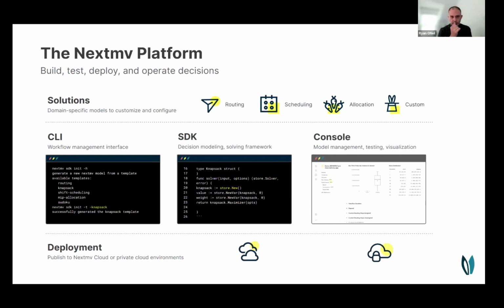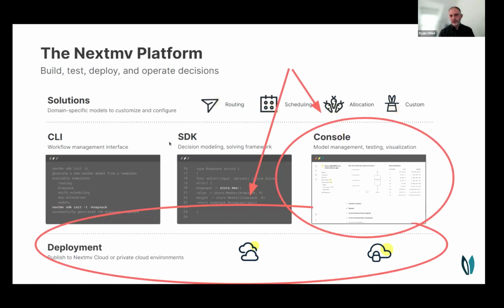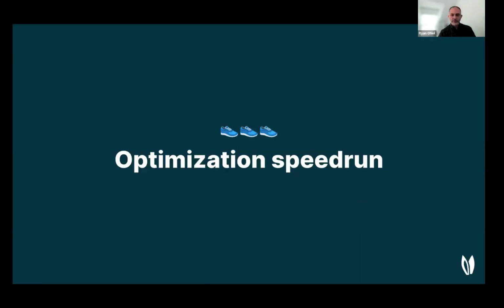There are a few different components to that platform. We have a command line tooling interface. We have an SDK, a software development kit for building models and solving problems. We also have a console, which is a visual interface around all of this tooling. And then we have a cloud environment in which you can deploy models. All of these things target different people that have to interact with these models in a production environment. But today we'll be focusing on the console and the deployment side, because these are the pieces that are more of the collaborative vehicle. All right, so let's start with our speed run.